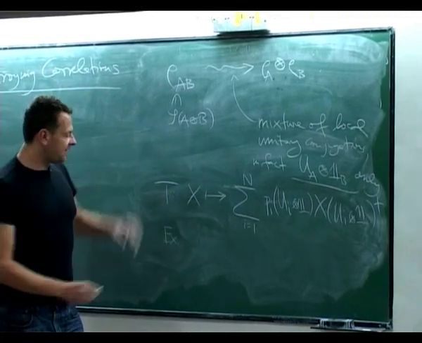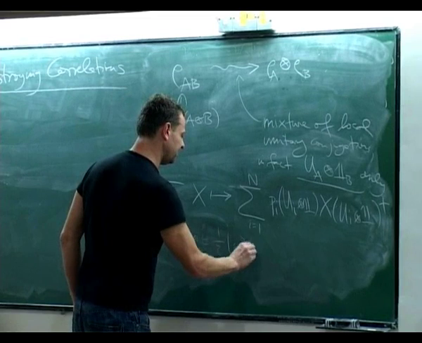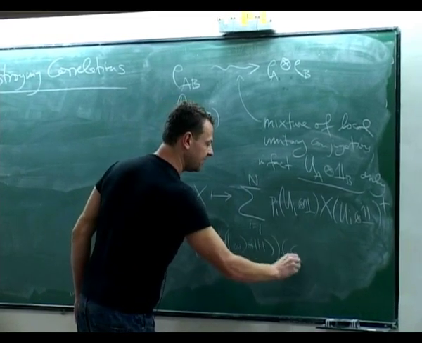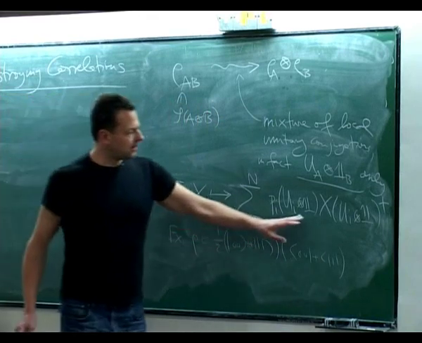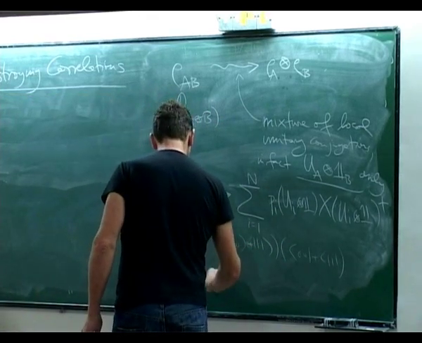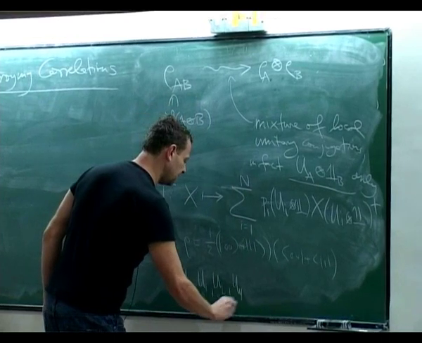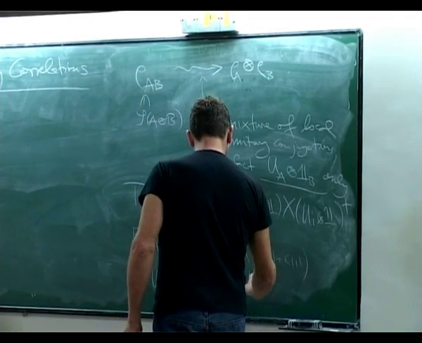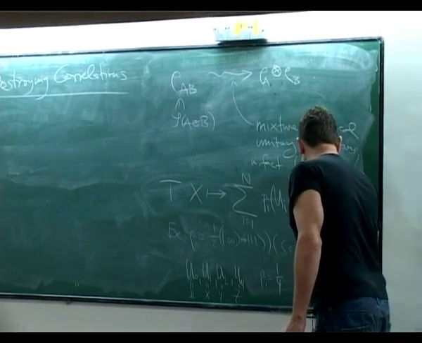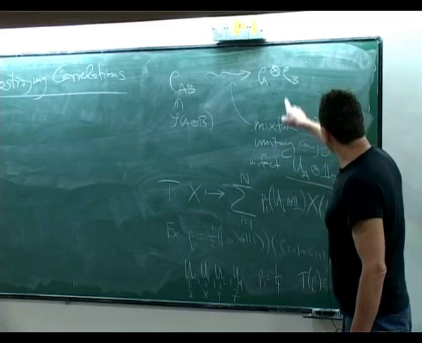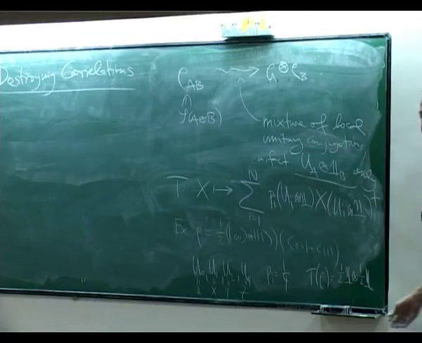For example, if the state is the maximally entangled state, 1/2 (|0,0⟩ + |1,1⟩) times the conjugate, then to achieve this, one particular way of doing it is to have U0, U1, U2, U3, and these are just the Pauli operators. And the π_i are all 1/4. Then you can confirm that T of ρ will actually give a state of this form, and to be precise, it's this one here. It's the tensor product of the two maximally mixed states.